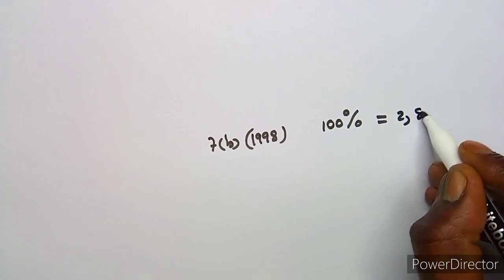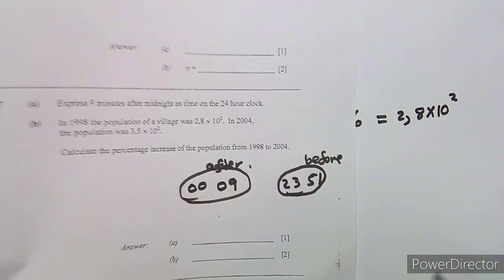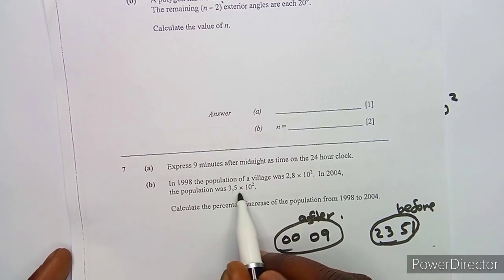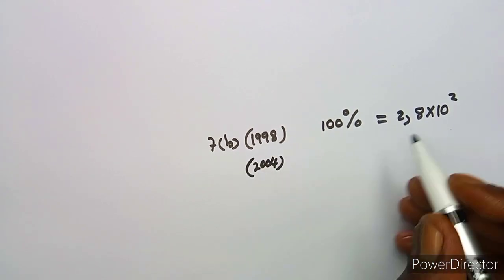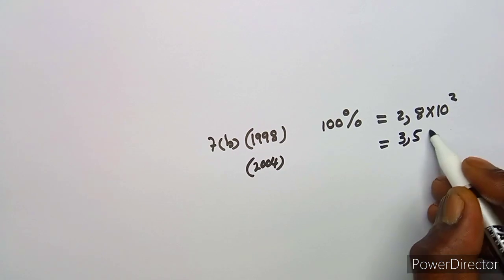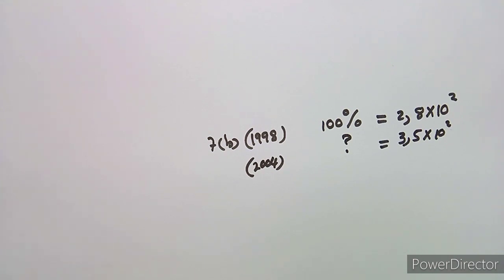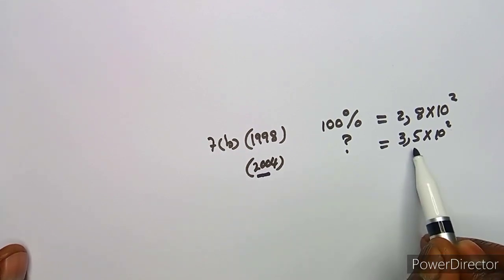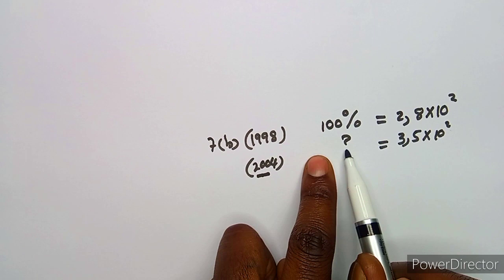Okay, that was our population there. And now they're saying there was an increase in population in 2004, and the population increased to this value. So what was the percentage increase that made the population to be 3.5 times 10 to the power 2? What we are going to do is find the percentage that corresponds in 2004 to this population. Then we subtract so that we can have our difference, because since there was an increase, this is going to give us a bigger value.